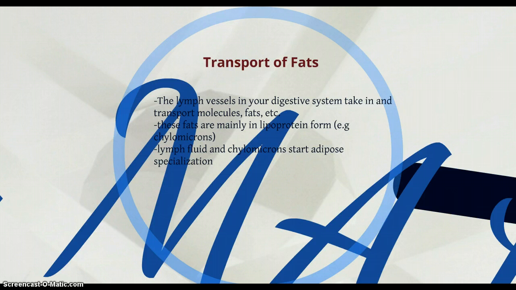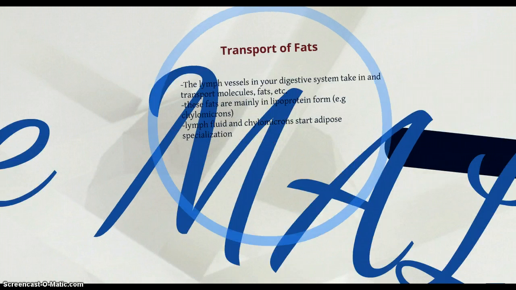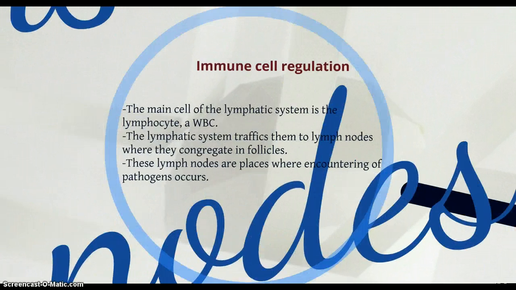And then after that, there's lymph fluid, and chylomicrons actually stimulate adipose specialization. So from the lymph fluid and the chylomicrons, the differentiation of these fat cells can differentiate into adipose tissue. Anyway, moving on. I apparently didn't put something in that slide.